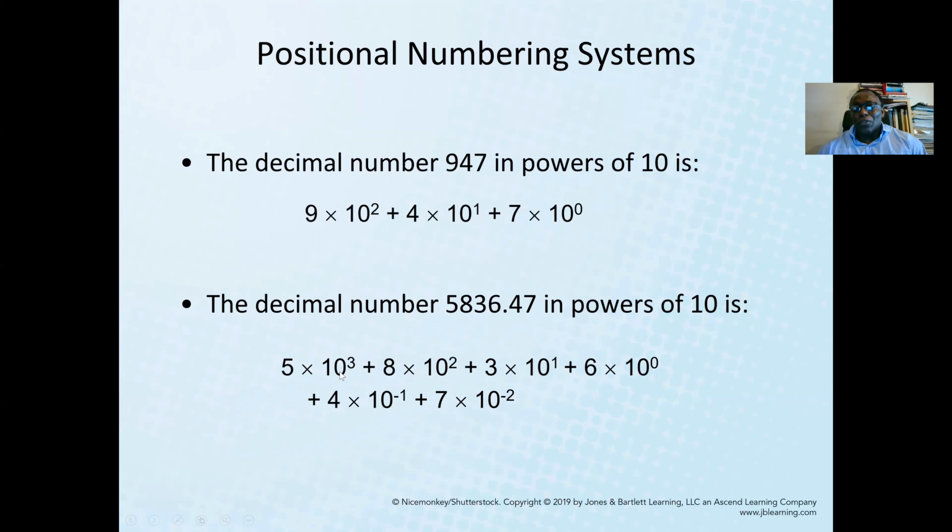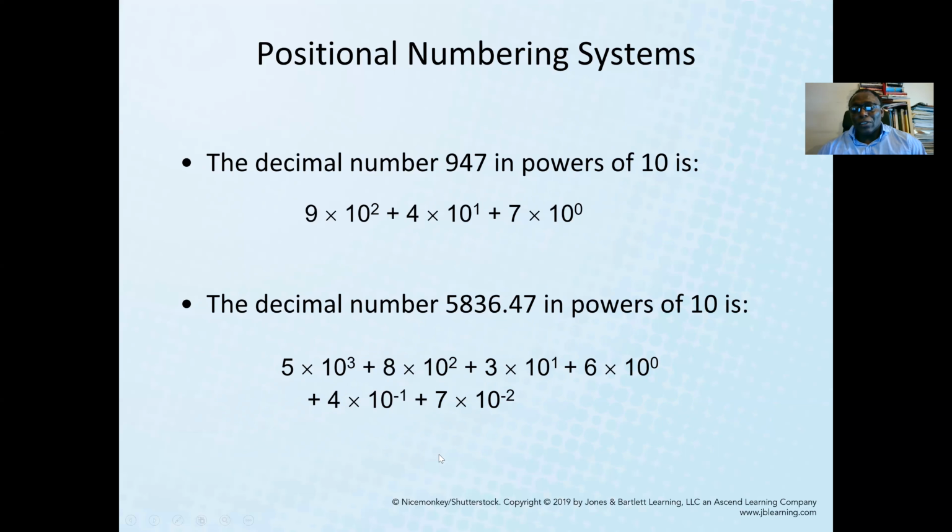We can see here we have 1,000, 5,000, 800, and 30. So that will give us 5,836. Now, when you look here, the reason I don't mention 10 to the power 0 is because it's 1. So 1 times any value is the same value, so it's 6.